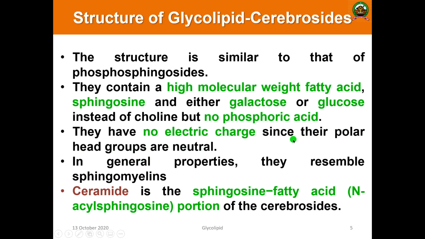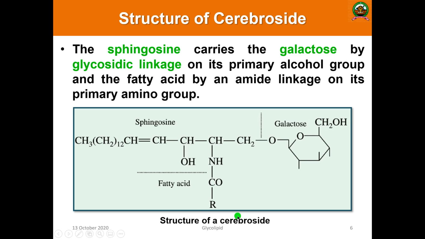Okay, in general the properties are exactly the same as the sphingomyelins, and the major component of this cerebroside is a ceramide. That is the sphingosine fatty acid. The sphingosine fatty acid is known as ceramide, that is N-acetyl sphingosine. That is the cerebroside, which consists of the sphingosine fatty acid portion, and the portion of cerebroside is a ceramide. And this is the structure.